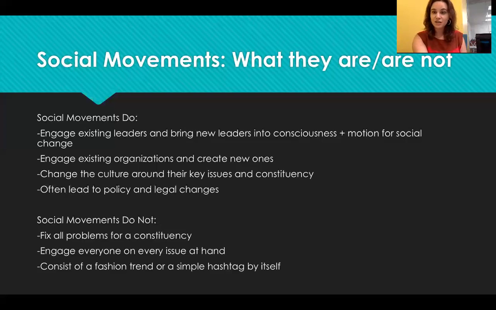Is it engaging existing leaders? Yes. Is it bringing in new leaders? Yes. Is it engaging existing organizations and creating new ones? Yes. Is it changing the culture around key issues and constituency? Yes. Leading to policy and legal change? That's going to be a future question for the movement.